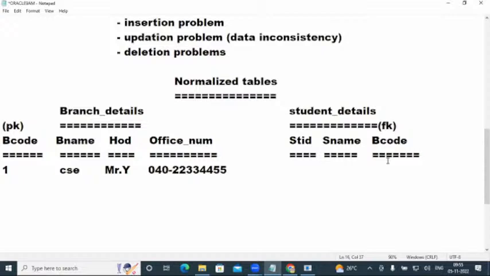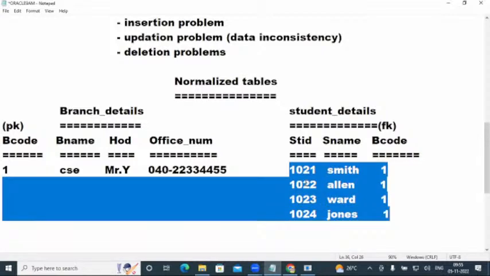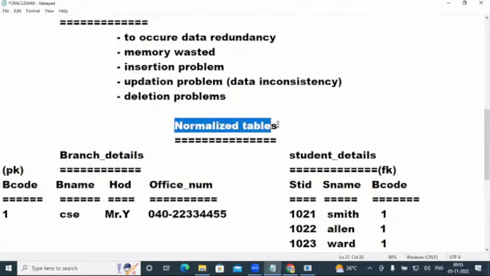Normalization is good. That is the reason in industry normalization is one of the most important topics, to maintain your data in a proper, consistent and accurate manner, avoiding duplicates and saving memory. Now these kinds of advantages are there. Clear, all of you? So this is called normalized tables. How many tables? Multiple tables.